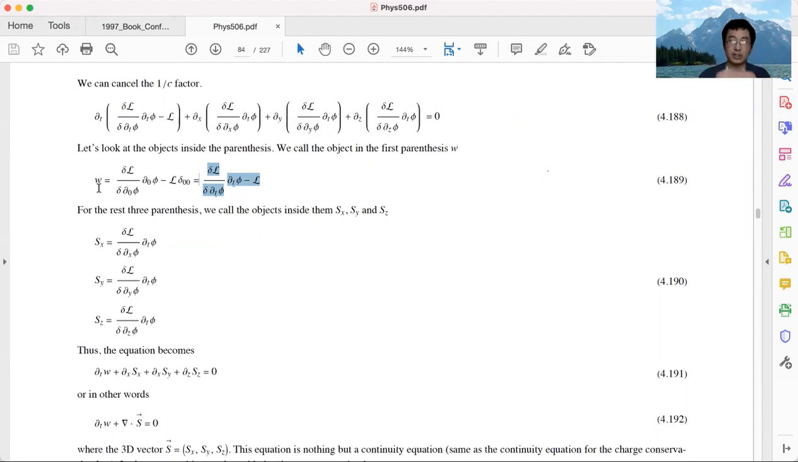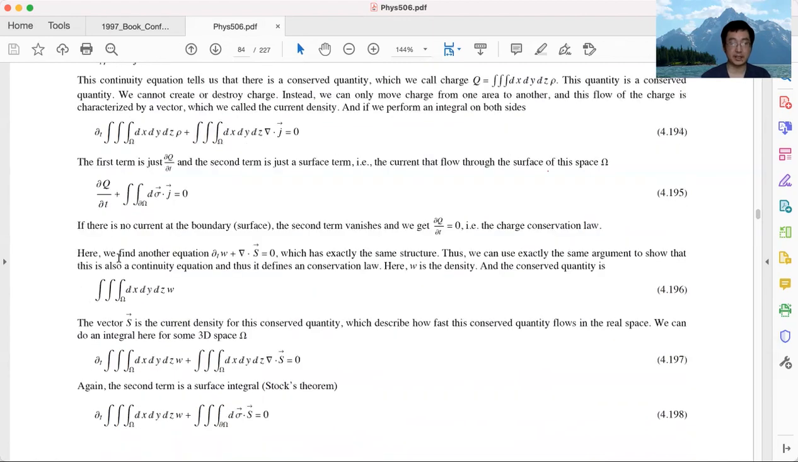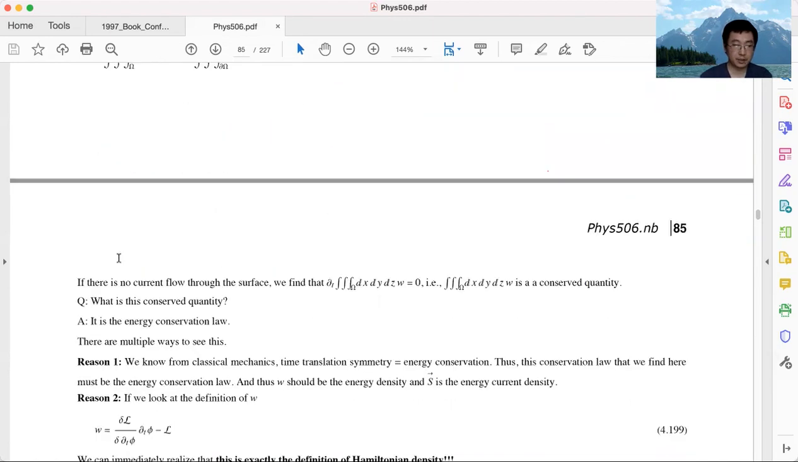So this not only gives us a symmetry and a conservation law, it also tells us what energy is, how to write down energy. And it also tells us immediately how to write down the current of energy. As long as you know the Lagrangian, we can immediately write down the formula to measure how fast energy flows. That's the energy current density. So this is the energy conservation.